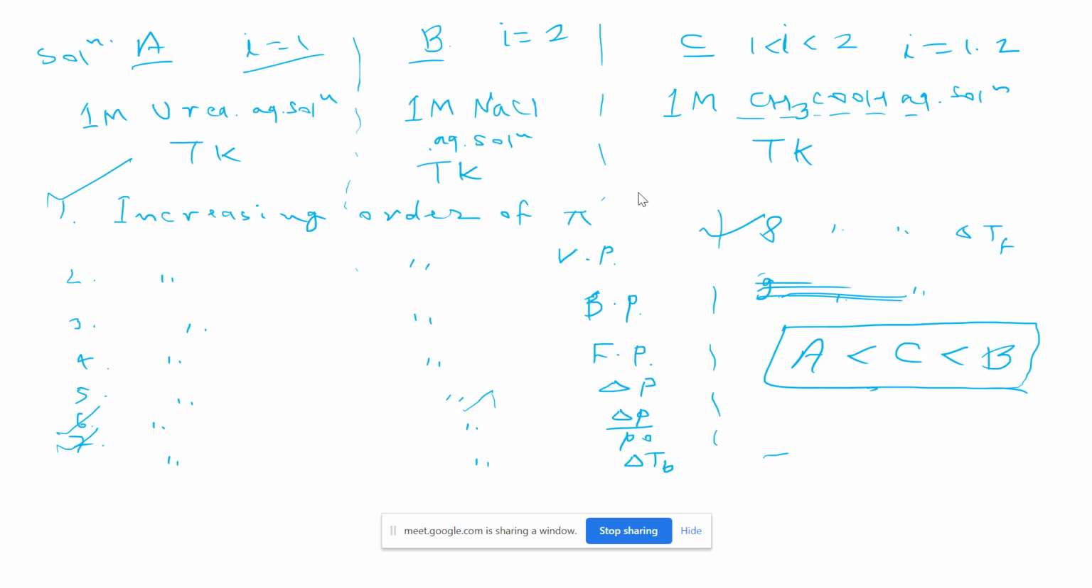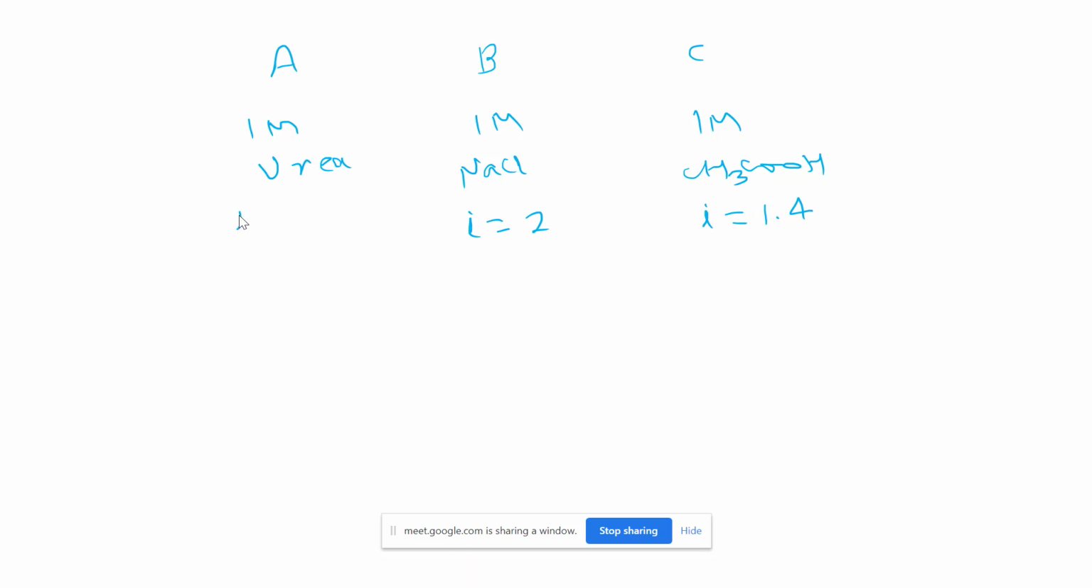Okay, so we are discussing it. We have 3 solutions, A, B, and C, and the concentration is given as 1 molar. This is urea here, 1 molar here it is NaCl, and 1 molar here it is acetic acid. For acetic acid, i is less than 2 and more than 1, so for example we are taking 1.4 here. Here it is fixed at 2, and urea is a non-electrolyte, so i is 1.